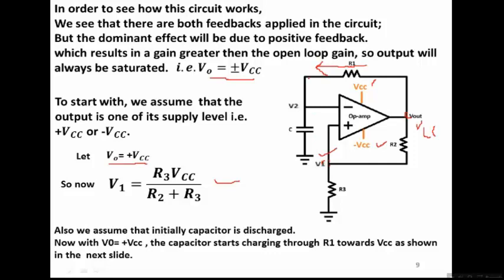So this current would flow into this path. In this connection, the current would be 0. So whatever the current is here, that would flow into this capacitor. So the capacitor would start charging through R1 towards VCC as shown in the next slide.